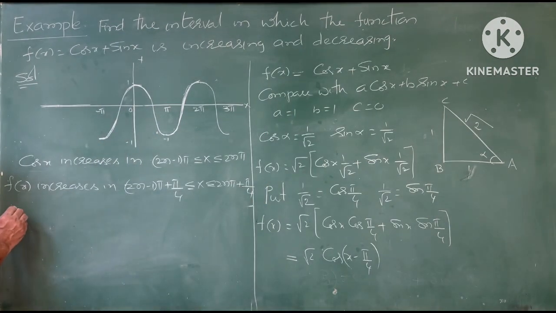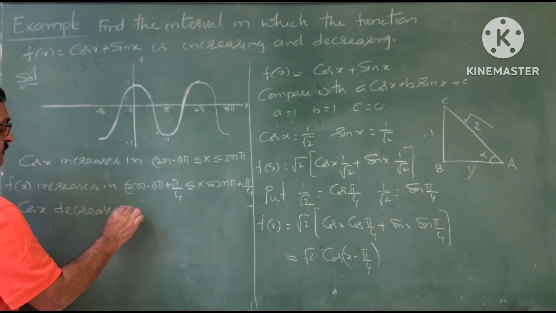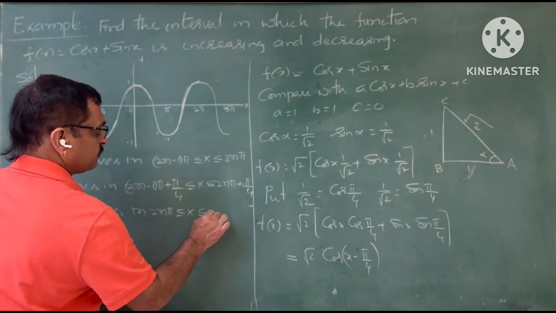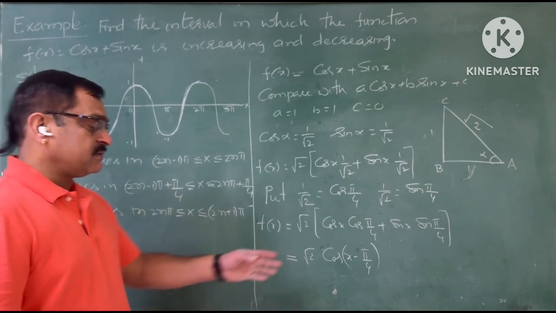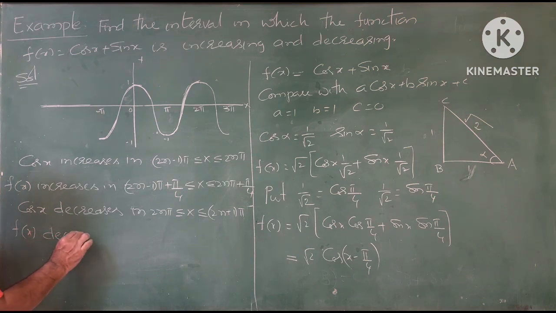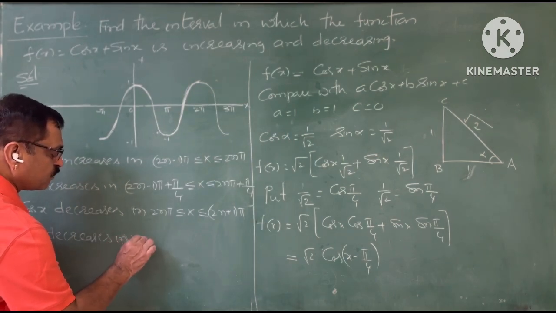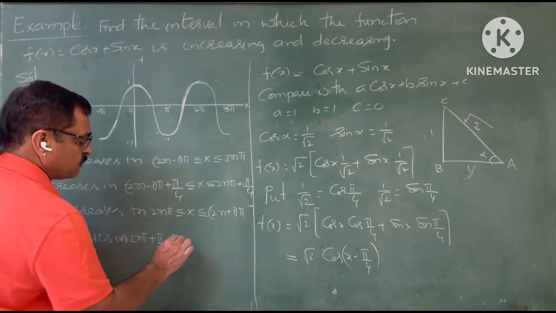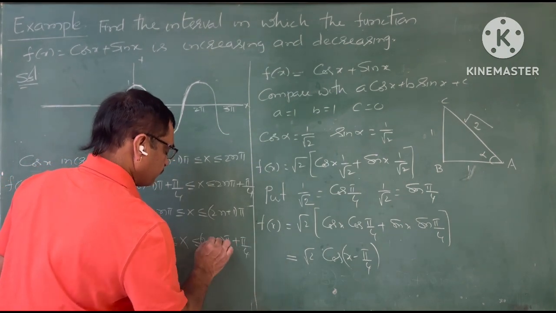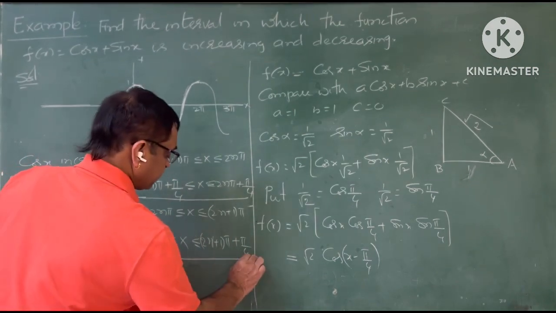Next one, decreases. Cos x decreases in 2n pi less than or equal to x less than or equal to (2n plus 1) pi. And here it is x minus pi by 4. Therefore, f of x decreases in 2n pi plus pi by 4 less than or equal to x less than or equal to (2n plus 1) pi plus pi by 4. That's the concept. So the function increases and decreases in these intervals.